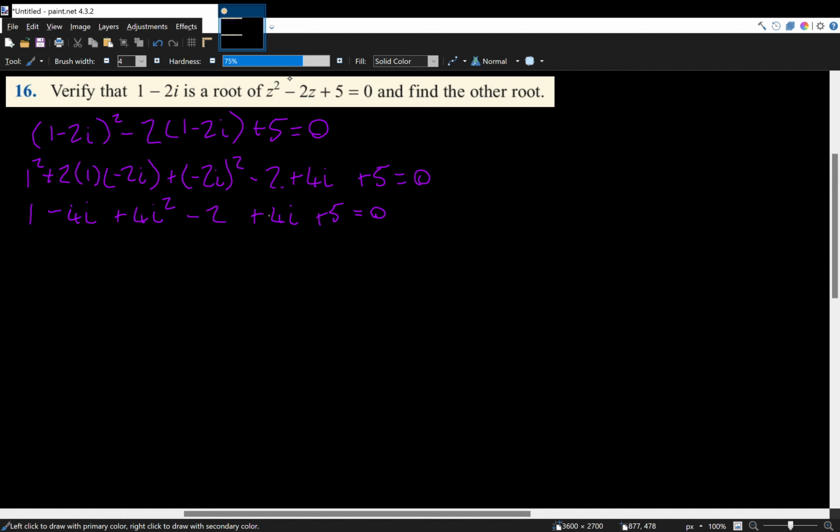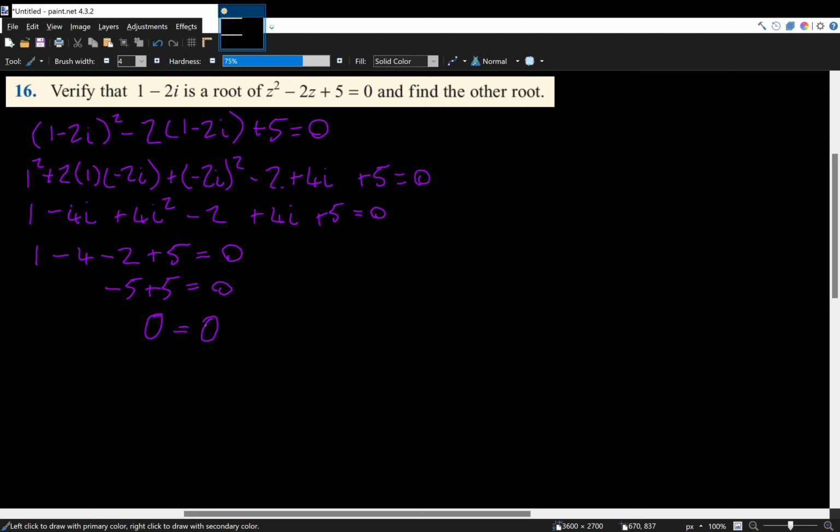We have a minus 4i and a plus 4i, so they are going to cancel each other out. And then number wise we have 1. 4i squared, i squared is going to be minus 1, so 4i squared is going to be minus 4, so we're going to have 1 minus 4. And then we still have a minus 2, and then our plus 5. Well, 1 minus 4 is minus 3. Minus 3 minus 2 is minus 5, so we have minus 5 plus 5 equals 0. So we have 0 is equal to 0.